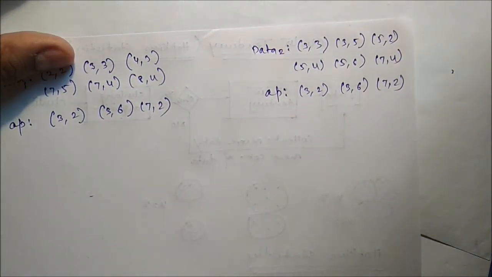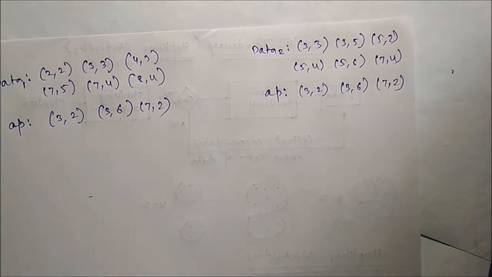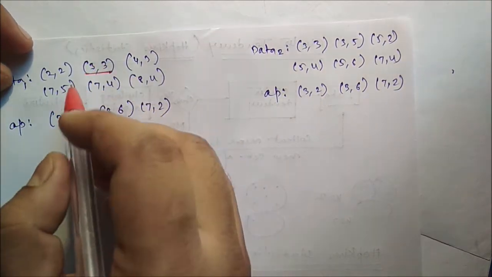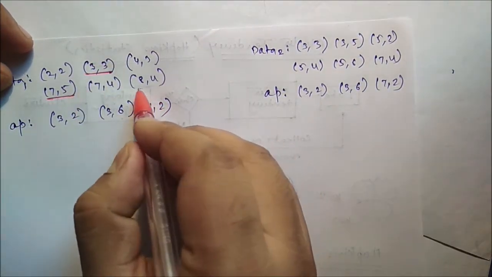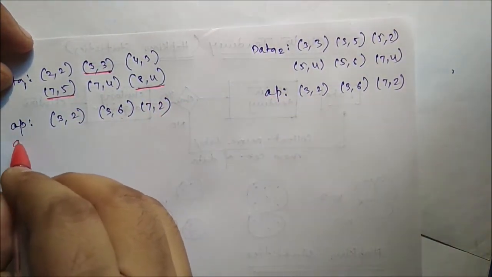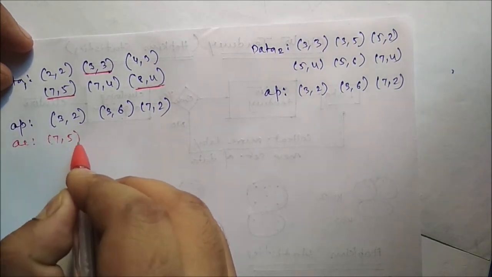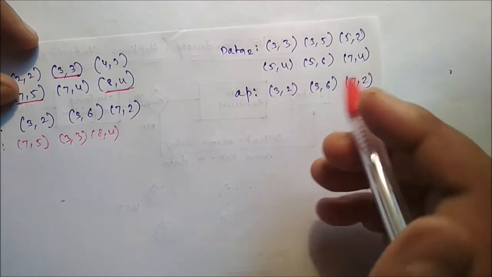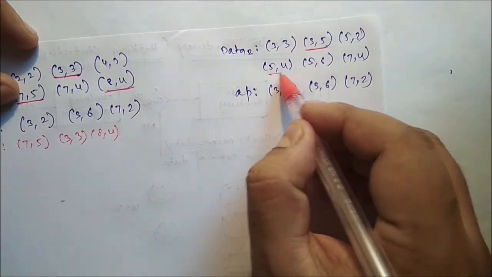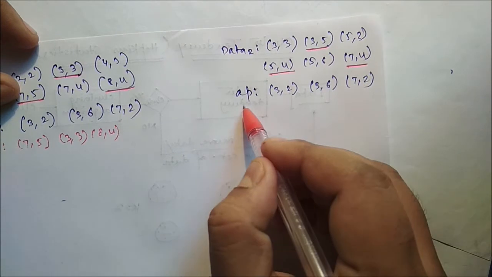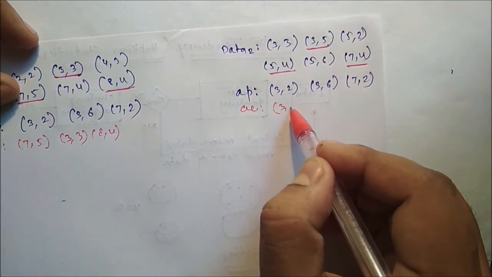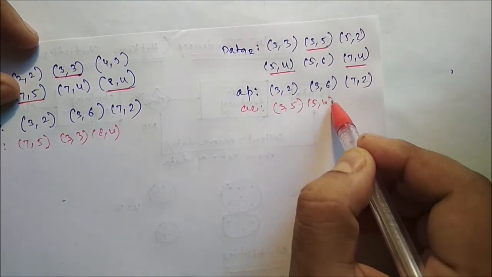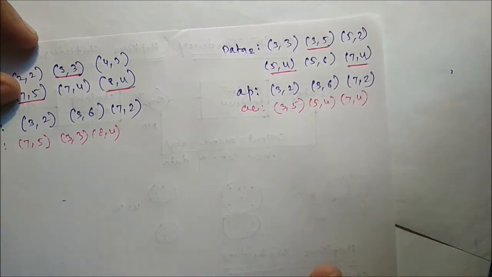Now here we have identified the AC values. Randomly you have to select from the original data. Say these are the AC values, so AC will be 75, 33 and 84, and here we assume 35. These three are the AC values. That means AC data are 35, 54 and 74.